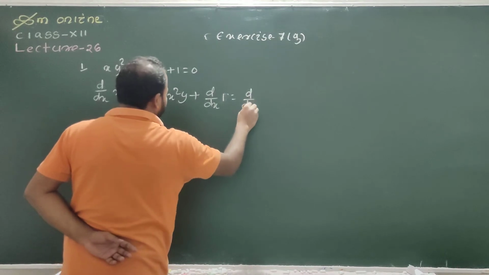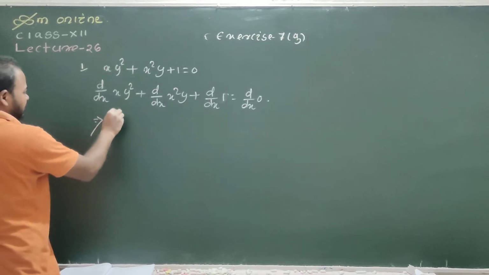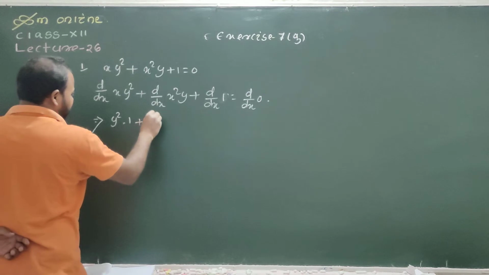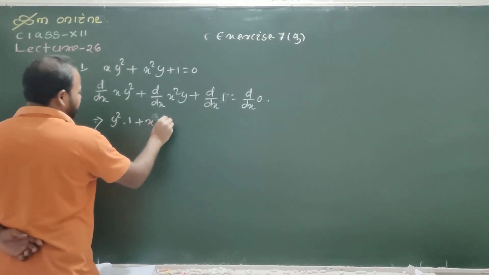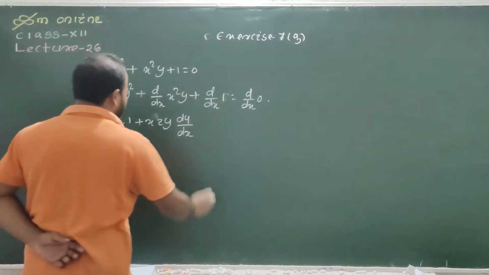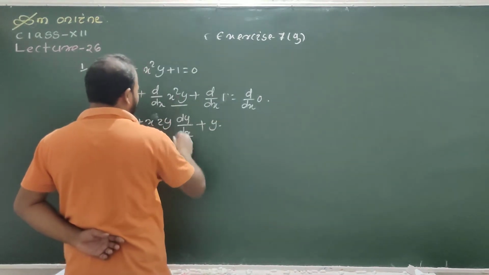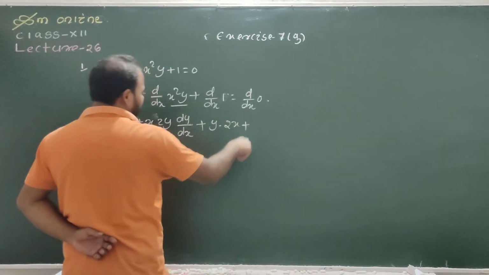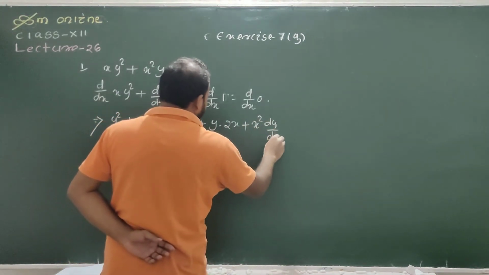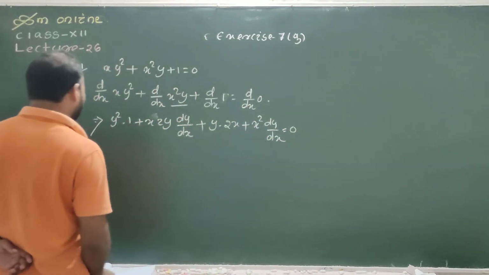Now this is equal to y square into derivative of x with respect to x, that is 1, plus x into derivative of y square, this is 2y into dy by dx, plus derivative of x square y, that is y into derivative of x square, that is 2x, plus x square into dy by dx. And here the derivative of 1 is 0 and derivative of 0 is 0.